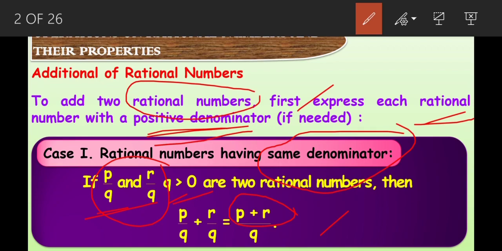In addition of rational numbers, first we have to see whether the denominator is positive or not. If it is not, we have to make it positive. And what is case 1? If the rational numbers are having the same denominator, like P by Q, R by Q, where Q is greater than 0, how can we add them? Directly we can add the numerator parts and we can keep the denominator Q. So the answer is P plus R by Q. Next.